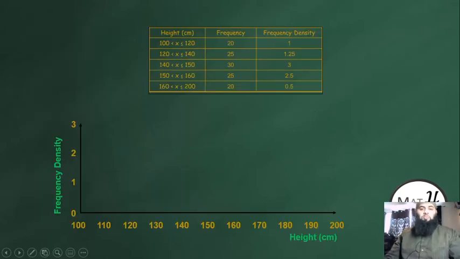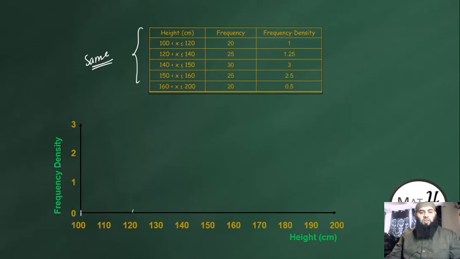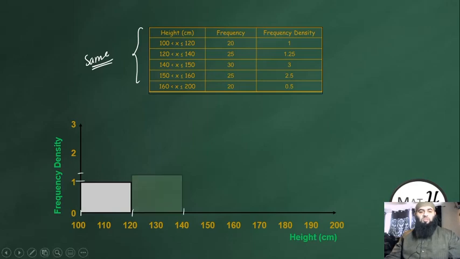So if we go to our next page over here, we have the same table that we had in the previous page. If we want to plot the histogram, we're going to have the height on our x-axis, which is the different ranges, and we're going to have the frequency density on our y-axis. So to draw the first one, we're going to draw it between 100 and 120, and this is going to reach up to 1. So our first bar will go up to there. Our second bar will be between 120 and 140, and that will go up to 1.25, which is approximately there.